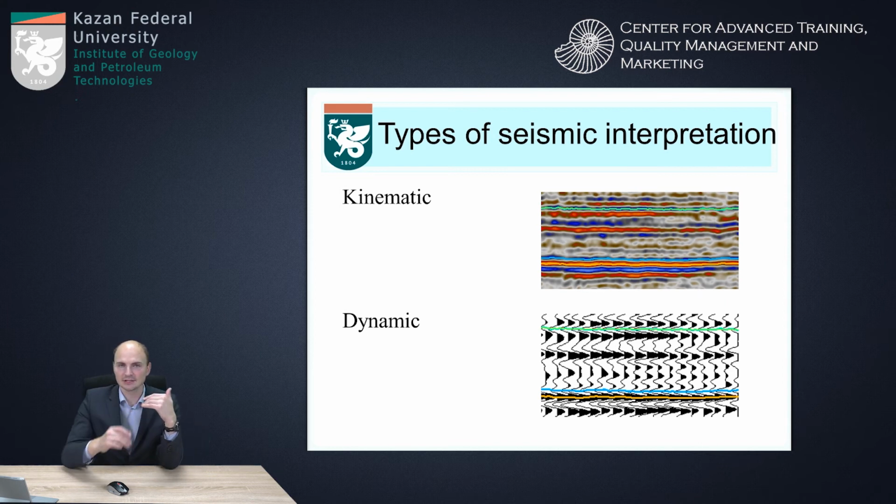In case of dynamic interpretation, we are talking about a bit different things. For example, here we can see a huge amplitude, and right nearby we can see a small amplitude. So we can find out that along a single horizon we do have a dramatic change in the amplitude, and that corresponds to the change in the properties of the layer. And this change in the properties we can find out using dynamic interpretation.